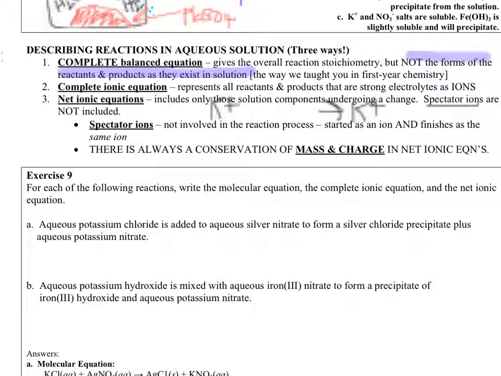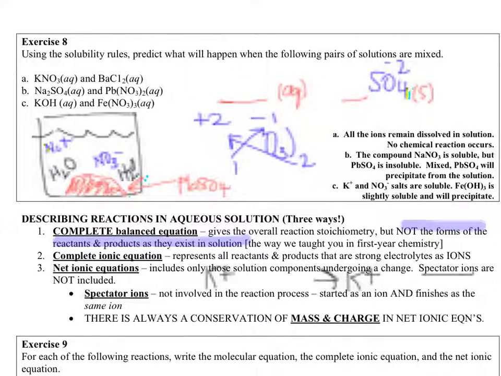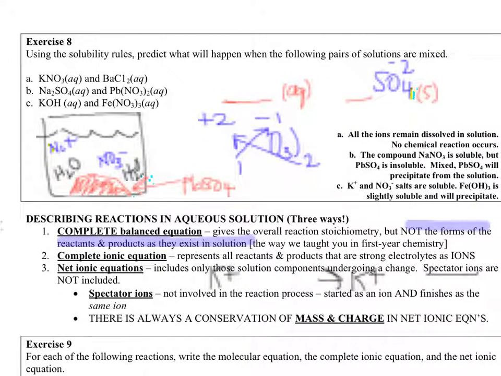So if I go back up real quick, an example B up here. In example B, we ended up with lead sulfate as a product. So if I were to write the net ionic form of this equation, let's see if I can get rid of some of this stuff.